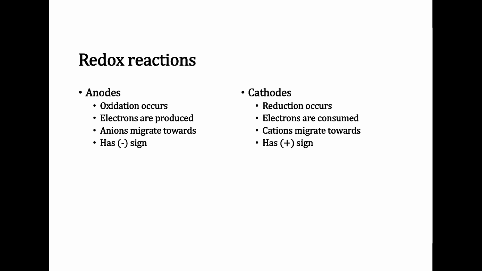So here's a brief summary of redox reactions. At the anode, this is where oxidation occurs. This is where the electrons are produced, and the anions, hence the anode, are attracted there, and we usually give this a negative sign. And then cathodes, this is where the reduction occurs. The electrons are consumed here, so the electrons are flowing from the anode to the cathode. Cations migrate towards this electrode, and it has a positive sign. Next time we'll start to look at a shorter way of labeling galvanic cells.